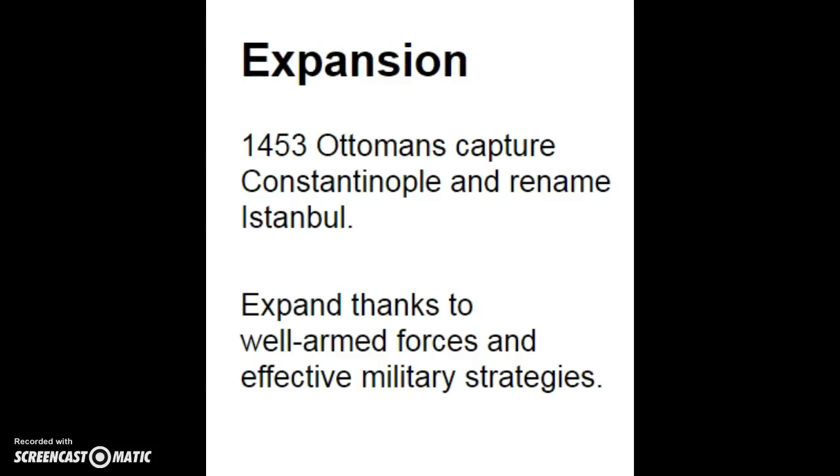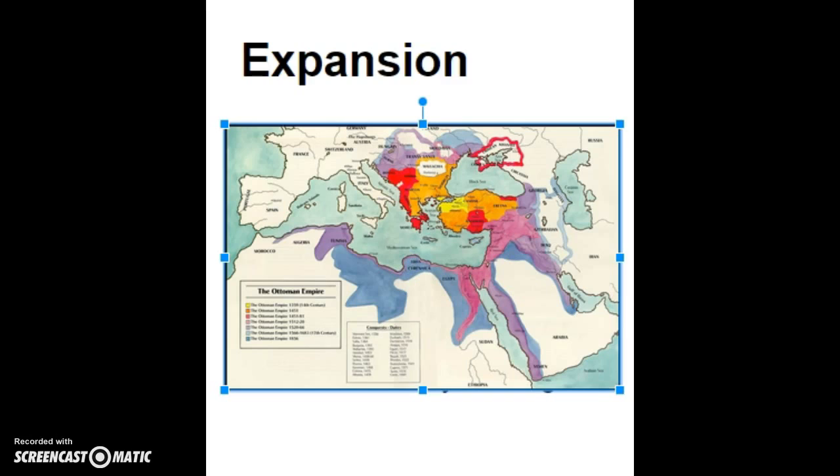During the geographic expansion, we see that the Ottoman Empire was able to use their well-armed forces and effective military strategies to very quickly spread their empire. So if you look at this map here, I'll load up here. Again, you can find a larger map on my website on Unit 4, Section 2. What we can see is that over time, the Ottoman Empire quickly expands.